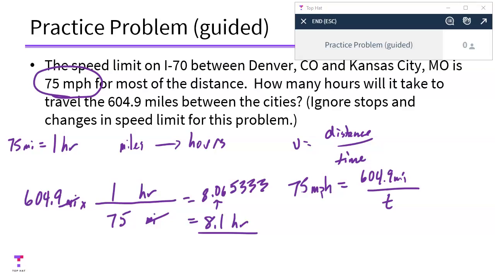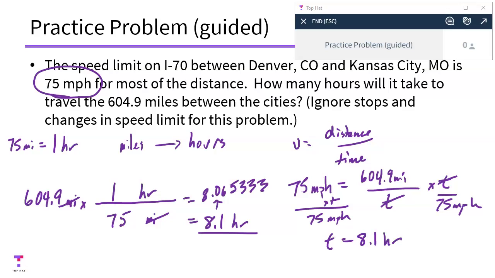Now, if you do the equation method, you're going to have to do a little bit of algebra here. You're going to have to get this time out of the denominator. So I need to multiply each side by time, divide each side by 75 miles per hour. And so if I do that, I get time is equal to 604.9 miles divided by 75 miles an hour. The same calculation that we just did. We're going to end up with the same sig figs, same everything else. We're going to get the 8.1 hours as well.